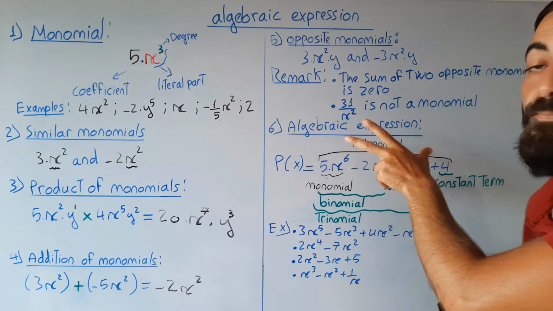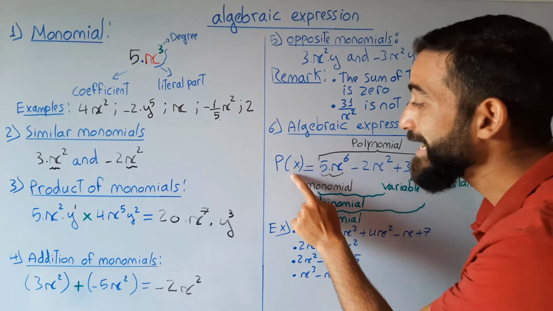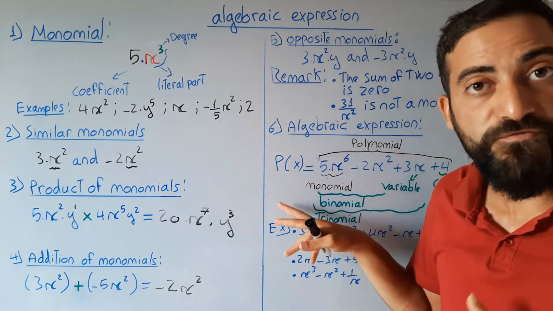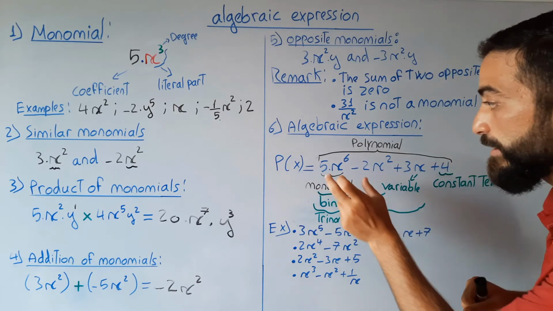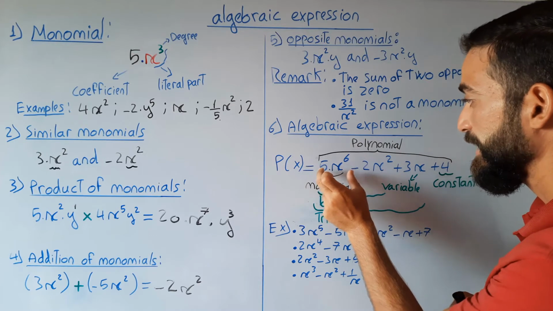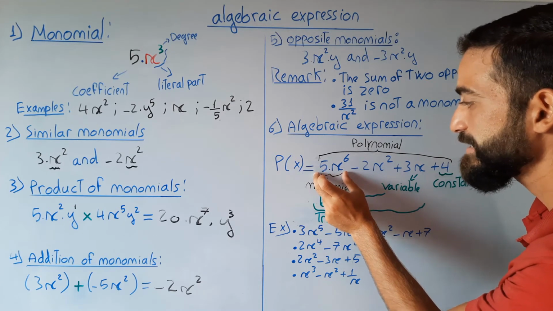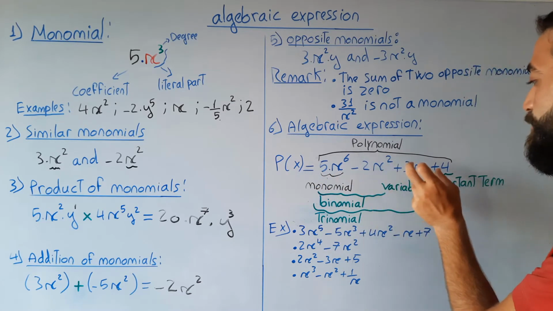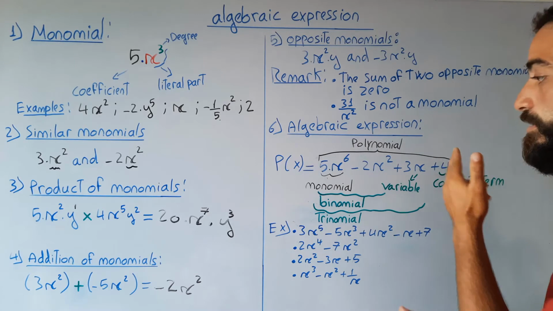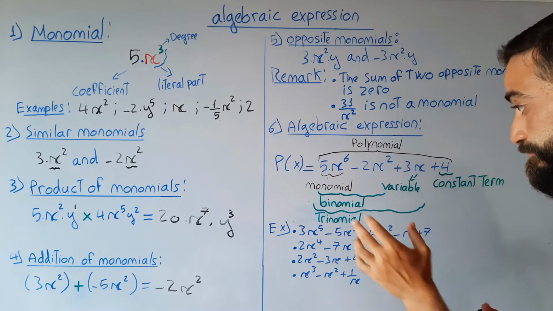That is a polynomial. P(x) is the name of the polynomial. Each term is a monomial. 5x^6 is a monomial, minus 2x^2 is a monomial, 3x is a monomial, 4 is a monomial, so each term is a monomial.